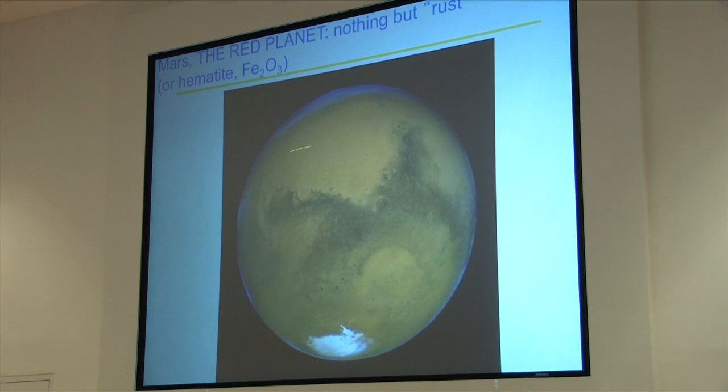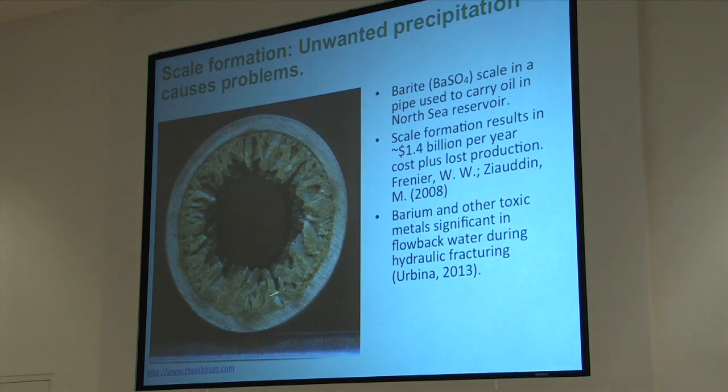They're on Mars. The red color of Mars comes from rust. That's hematite on the surface of Mars. They cause all sorts of problems. Here's a water pipe, or an oil pipe, that has almost been completely occluded by crystals that have grown in the oil pipe.